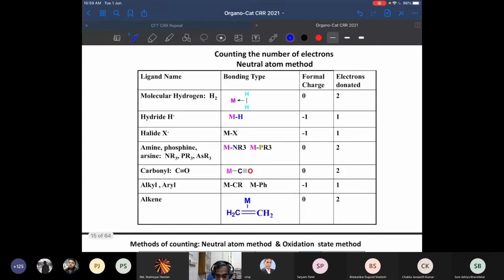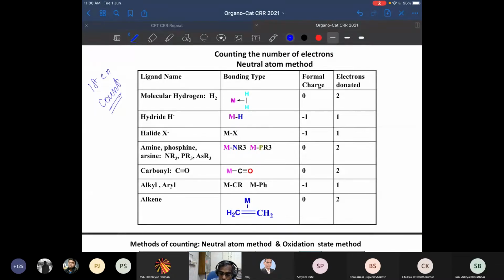Now, I will be showing, look very carefully, but I will not explain much. We are not going to count anything. This table shows you the number of electrons donated by a ligand to the metal, which needs to be considered for counting the valence electrons. What we are talking about? 18 electron count. Okay, 18 electron count. So you have a table.